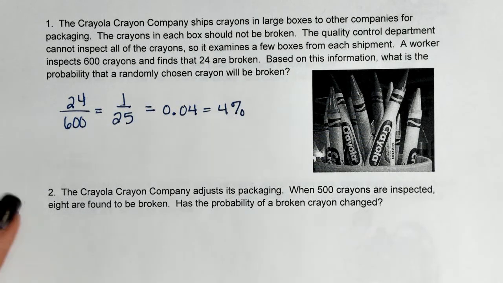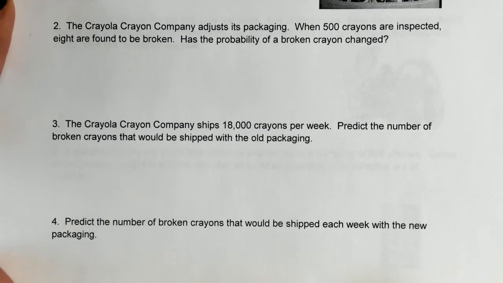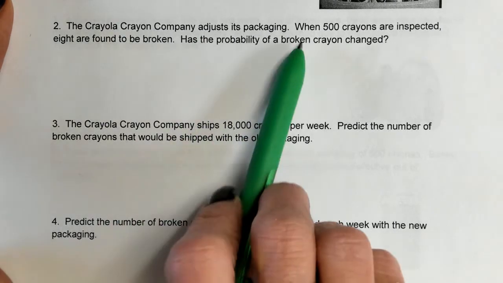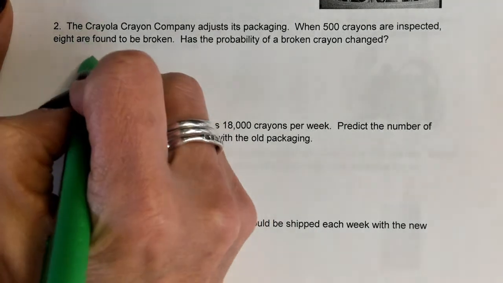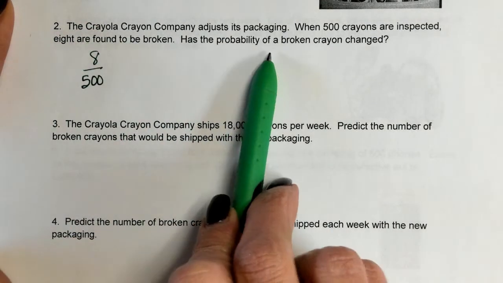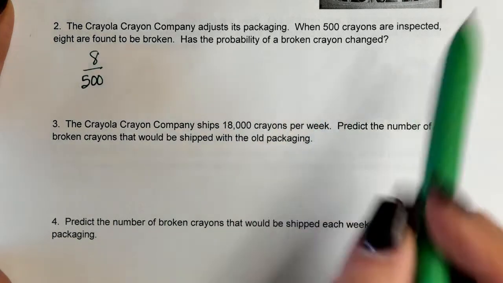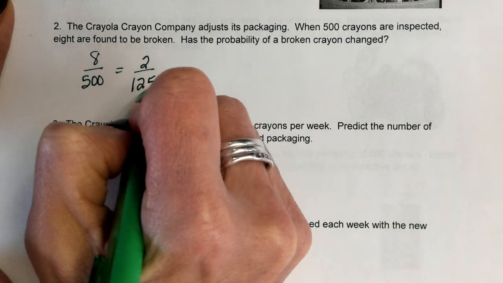All right? So let's go on to number 2, because this is kind of a continuation of that. The Crayola Crayon Company adjusts its packaging. When 500 crayons are inspected, 8 are found to be broken. So now we're looking at 8 out of 500 are broken. And they want to know, has the probability of a broken crayon changed? This reduces down to 2 over 125.